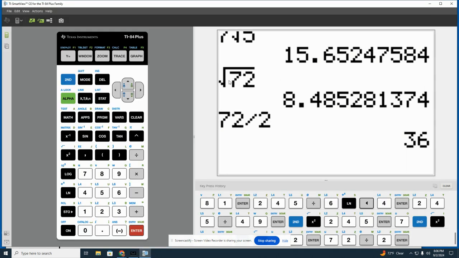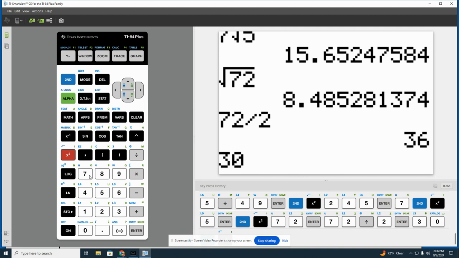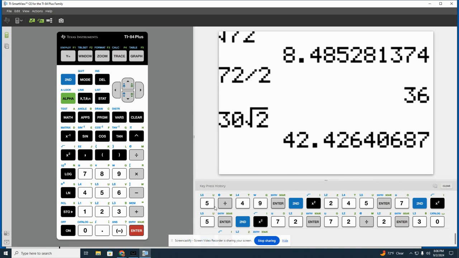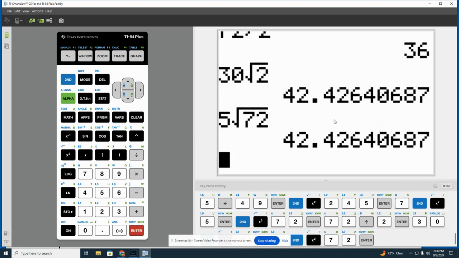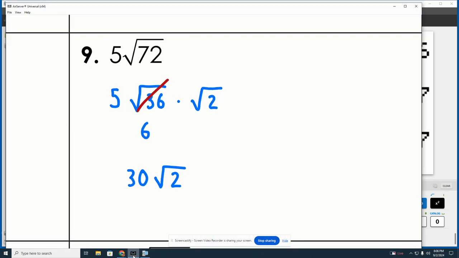Let's go check it. Remember, the square root of 72 was 8.48 and so on. Let's do 30 times the square root of 2. Oh wait, I'm sorry. I was about to say, what in the world just happened? I forgot earlier, it was 5 times the square root of 72. My fault, y'all. So sure enough, now they're the same. I looked at that for a second and wondered, what did I do wrong? That's what I did wrong. I forgot to include that 5. So there was the value, okay?